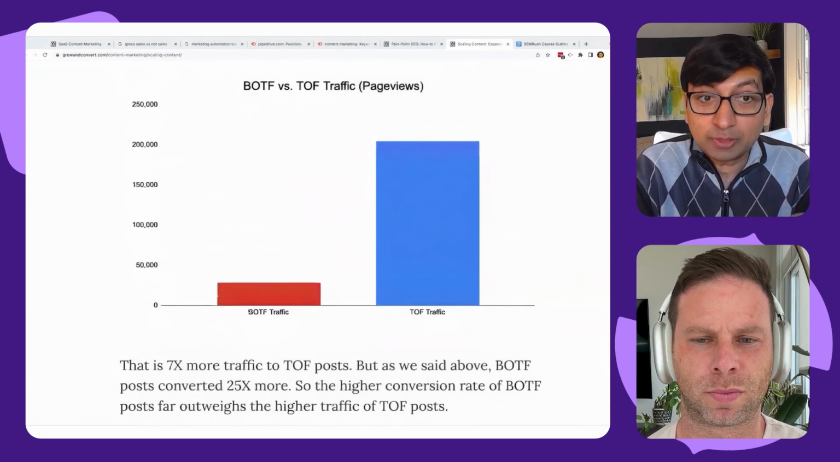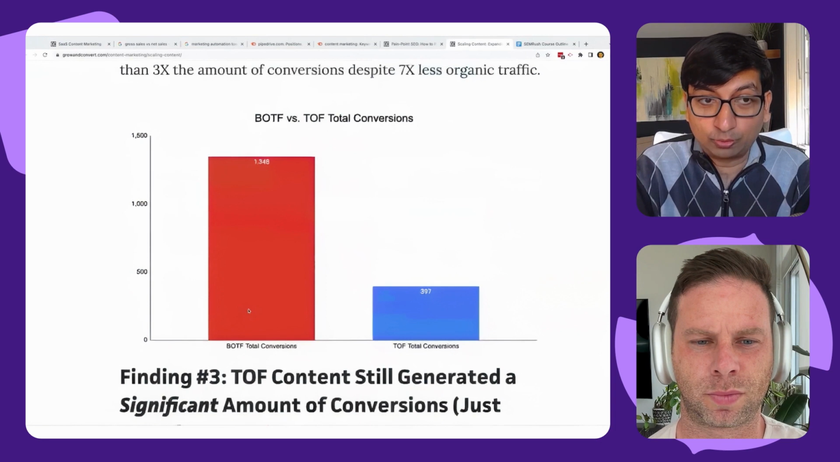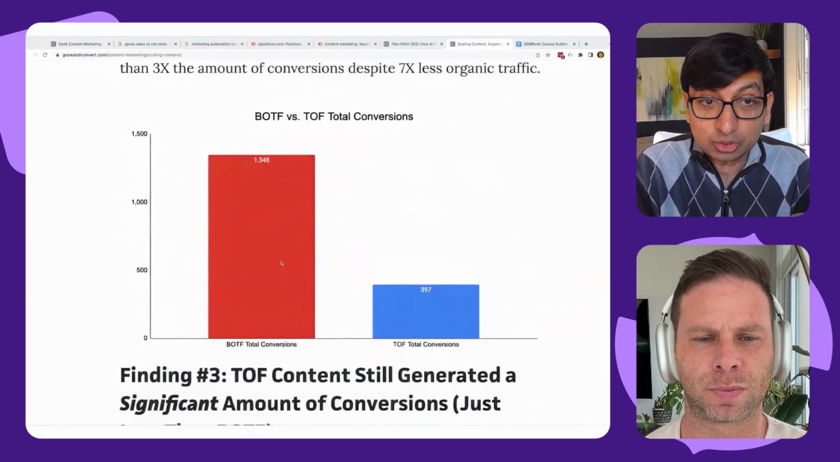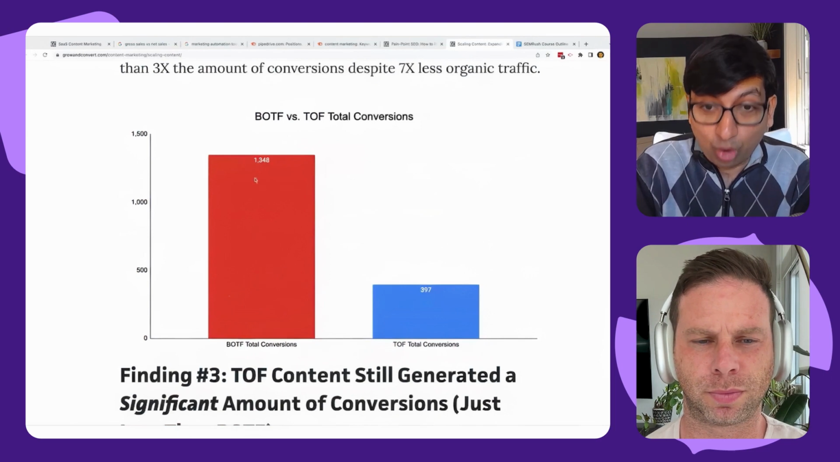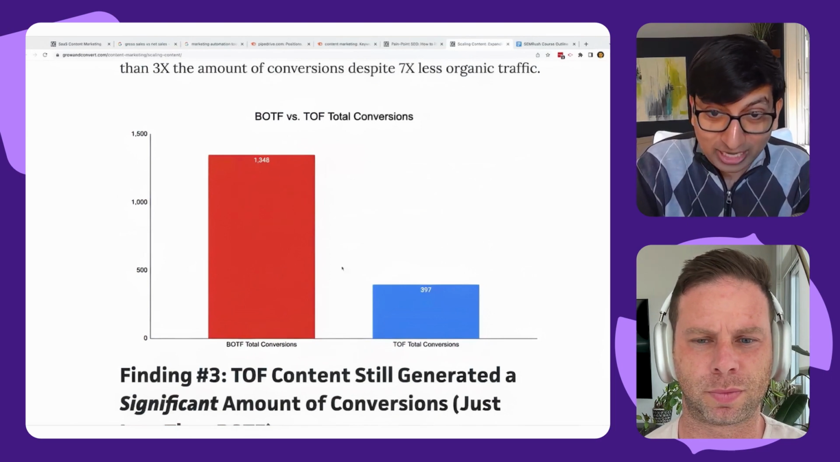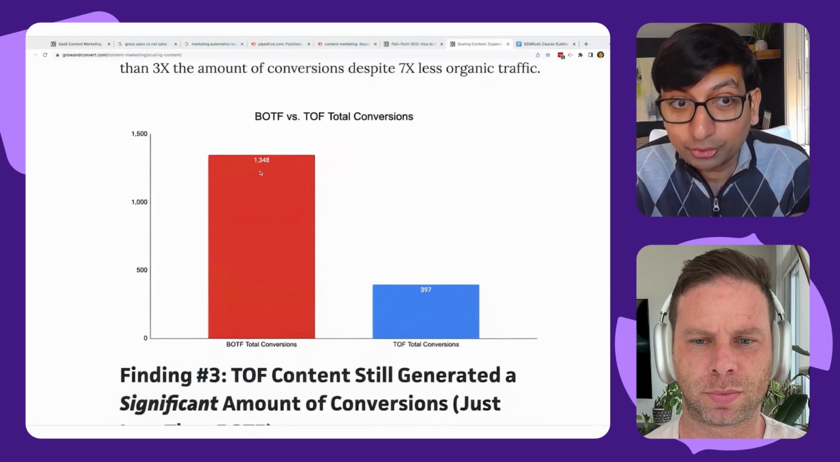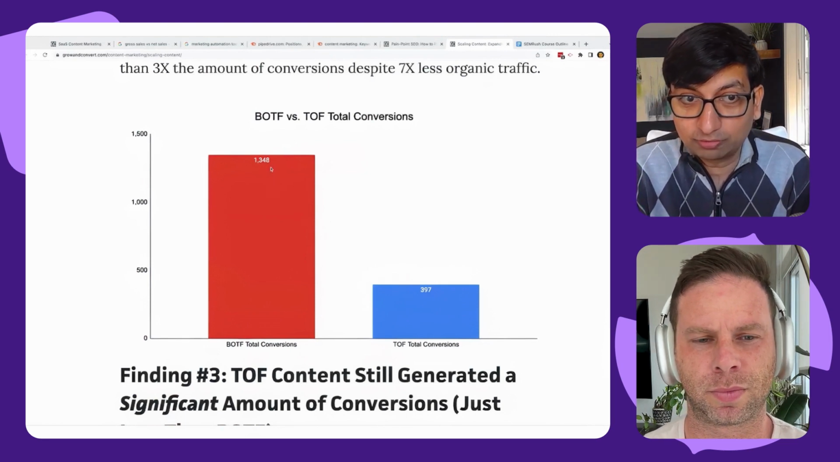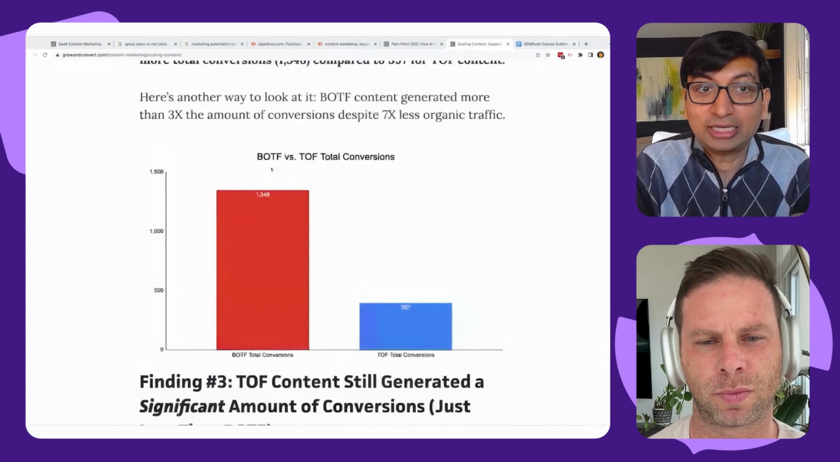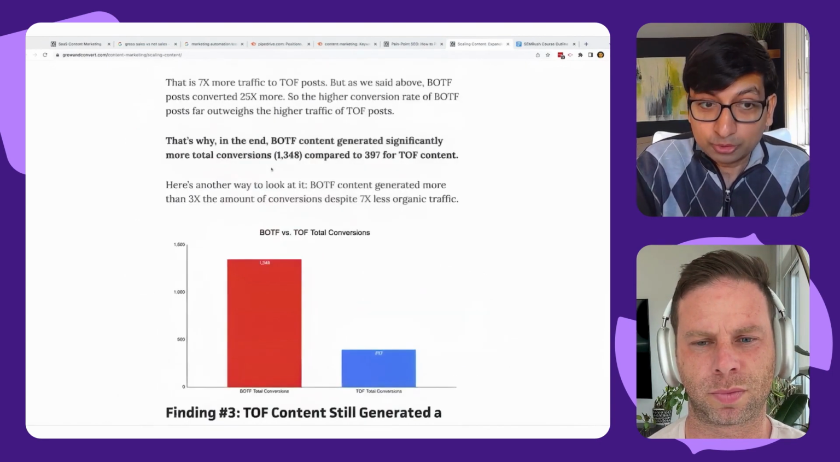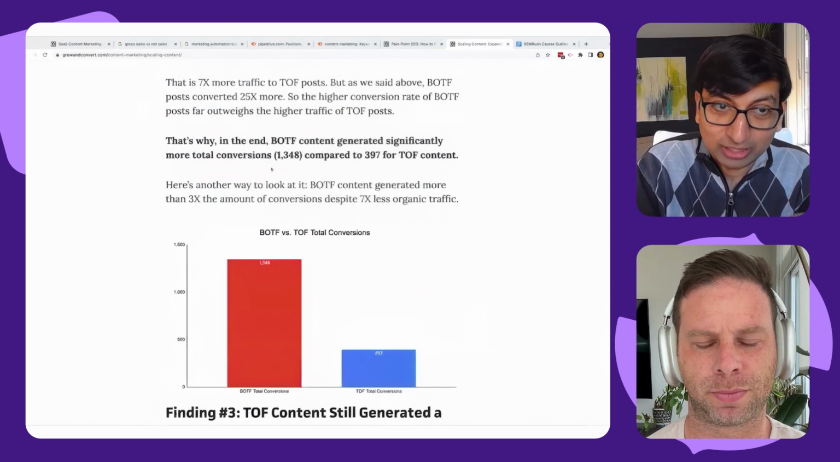But when we multiply by conversion rate, we evaluated 20 bottom of the funnel versus 40 top of the funnel, and those 20 still produced way more conversions, like 3x. 400 times 3 would be 1,200, more than 3x the total conversion. So even when you account for more traffic to top of the funnel, bottom of the funnel still produces more conversions. That's why this is so important.